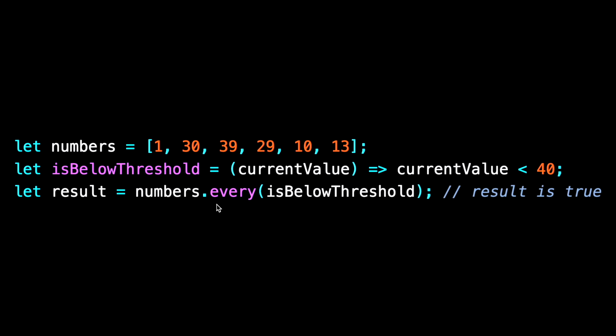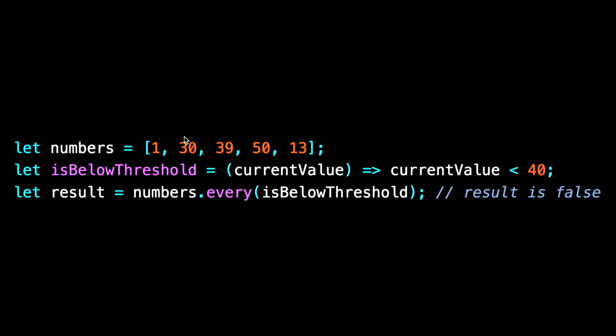The every method tests whether all elements in the array pass the test implemented by the provided function, and it returns a Boolean value. So this is going to be true if every element in the array is less than 40. And if just a single element in the array is more than 40, in this example, it's going to return false.